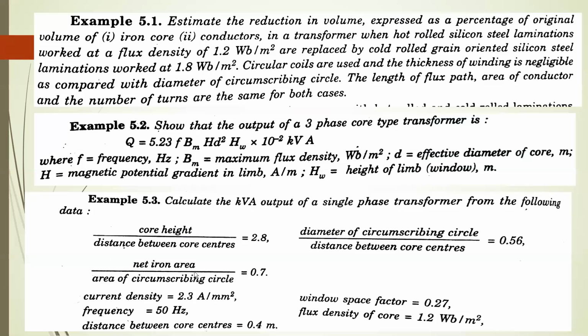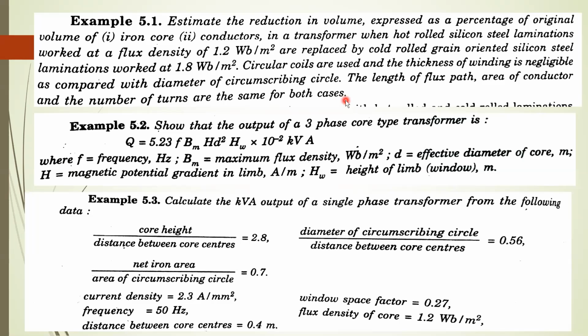In this question, it was asked to estimate the reduction in volume, expressed as a percentage of original volume, of iron core and conductors in a transformer when hot rolled silicon steel lamination worked at a flux density of 1.2 Weber per meter square is replaced by cold rolled grain oriented silicon steel lamination worked at 1.8 Weber per meter square. Circular coils are used and the thickness of winding is negligible as compared with the diameter of the circumscribing circle. The length of flux path, area of conductor, and the number of turns are the same for both cases.